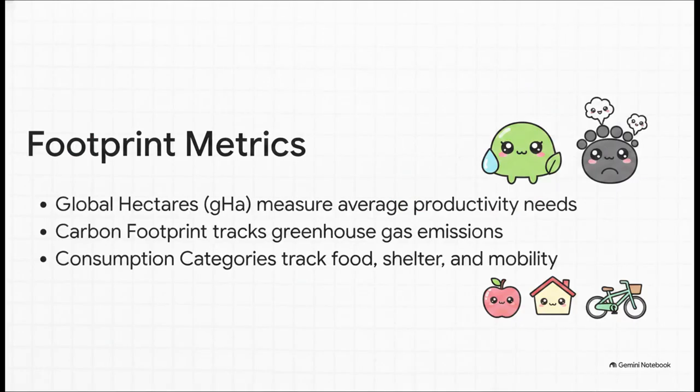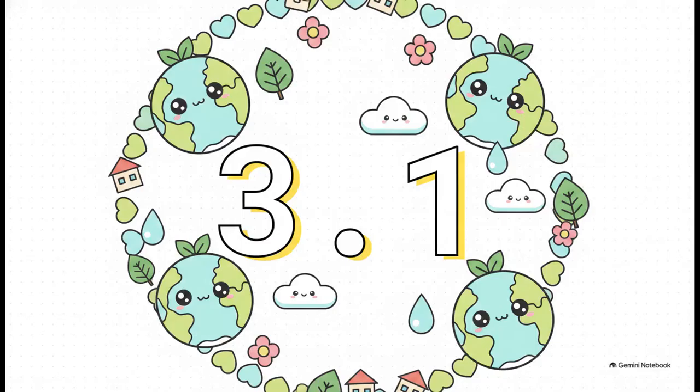When you actually calculate your own footprint, you're going to see a few specific metrics pop up. You'll see global hectares, or GHA, which measures the amount of land and water needed to supply your resources. You'll see your carbon footprint, which tracks the specific greenhouse gas emissions you're responsible for. And hey, that links right back to the global warming mechanics we were just talking about. You'll also see consumption categories that break down exactly how your food, your shelter, and your mobility are contributing to your overall impact.